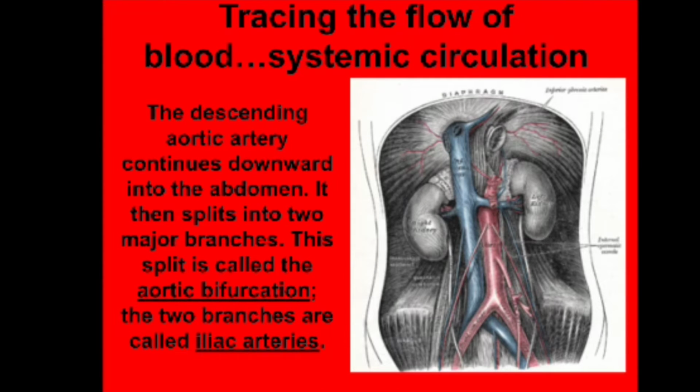Thus, the descending aortic artery continues downward into the abdomen. It then splits into two major branches. This split is called aortic bifurcation. The two branches are called iliac arteries.